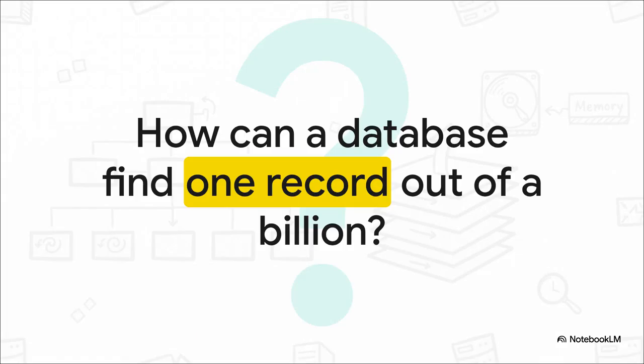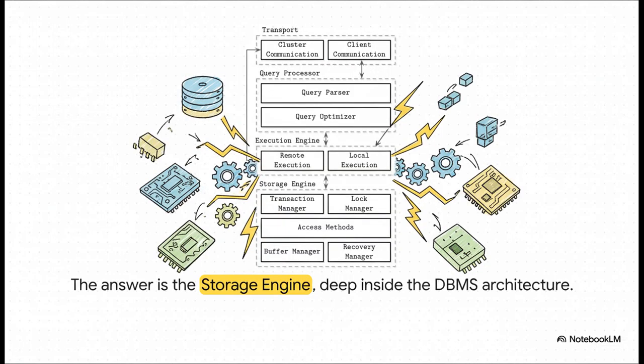You search for a product, you load a social media profile, you check your bank account, and somehow a database finds that one specific piece of information from a sea of billions, and it does it almost instantly. How on earth is that even possible? Well, the magic all happens right here, deep inside the system's architecture, in a component called the storage engine.